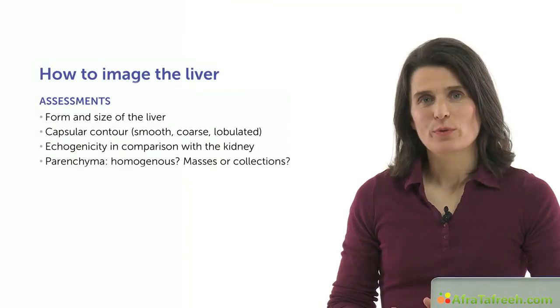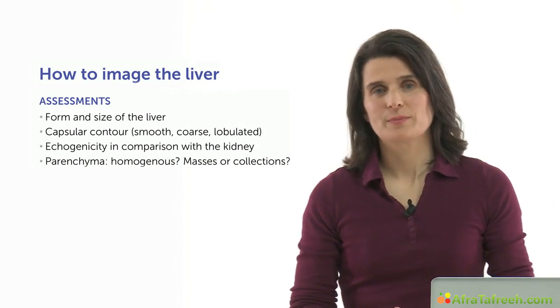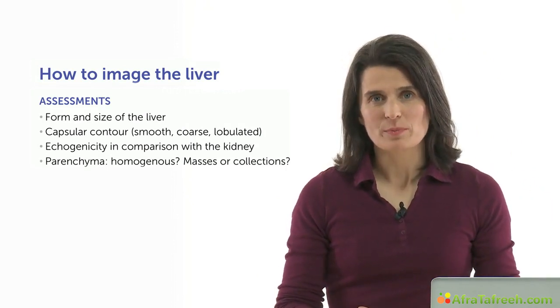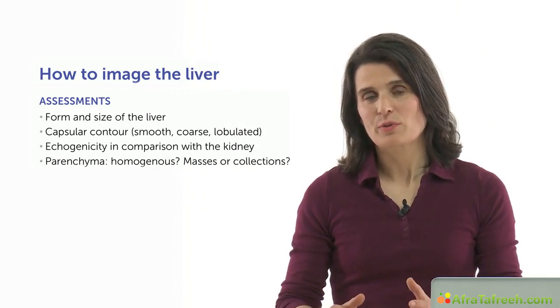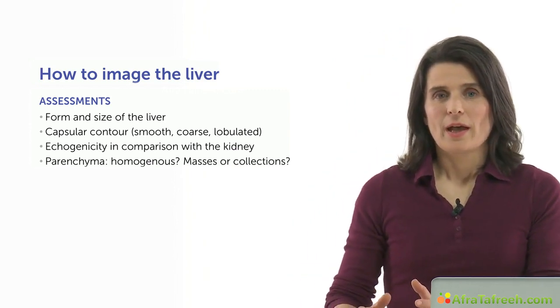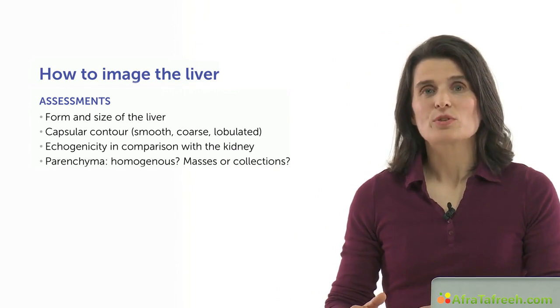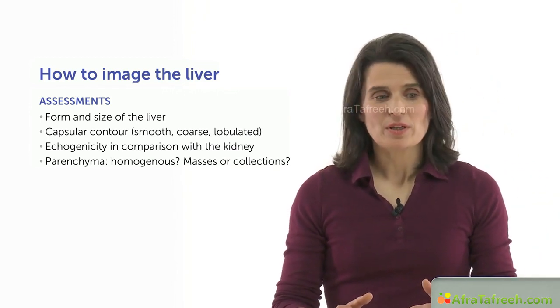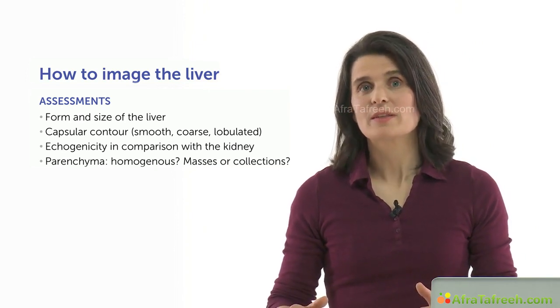So now, what do we want to assess when we perform an ultrasound scan of the liver? First, we want to evaluate the form and size of the liver. This can be important because in different pathologies, the liver can have a different form, can be larger or even smaller. And we also have to evaluate the capsular contour, which should be smooth and can be quite coarse or lobulated in special diseases, for example in cirrhosis.